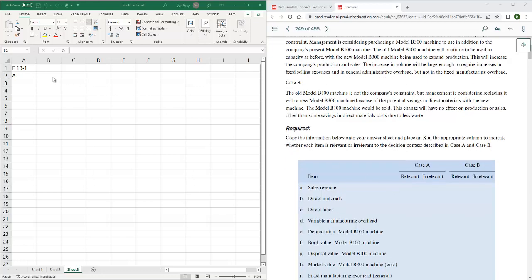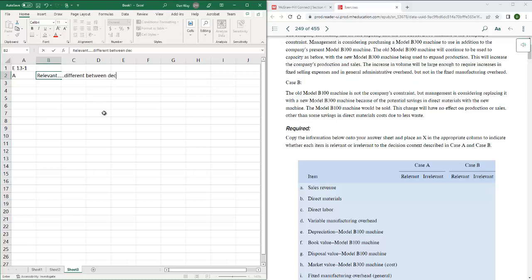Okay. Now if you want to review some of the principles of relevance, that's fine. For us, in short, we can think of relevant as just meaning different in some way between decision alternatives. So does this cost or revenue item differ between our choice alternatives?